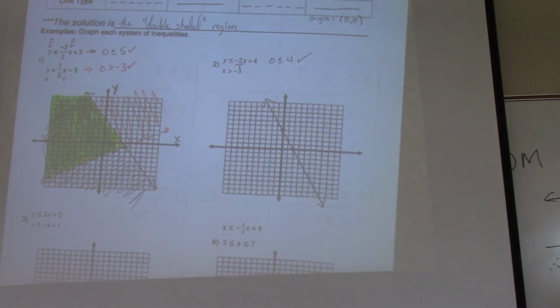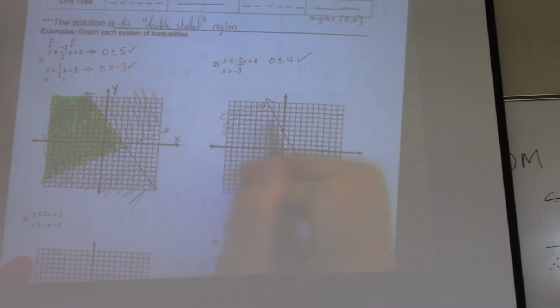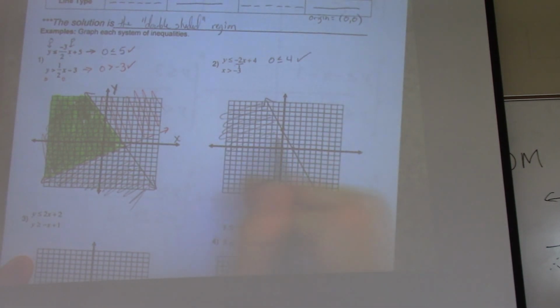And this is the kind of thing that I was talking about earlier. This would be a hard one, like, do I shade up? Which way is up? You know what I mean? Like, if we plug in 0, 0, we can't get it wrong, right? So again, I plug in 0, 0, it works, so this is in the solution, I have to shade towards 0, 0.